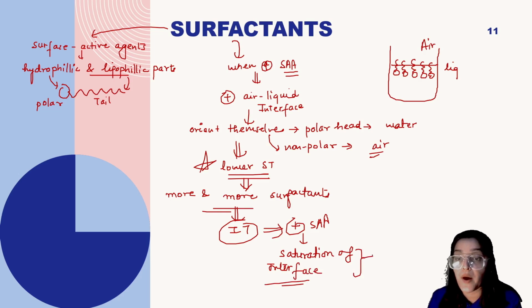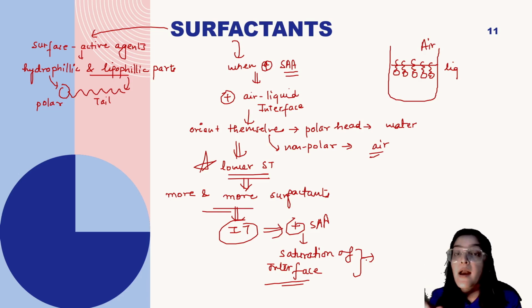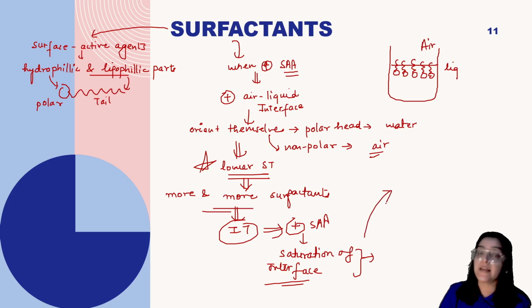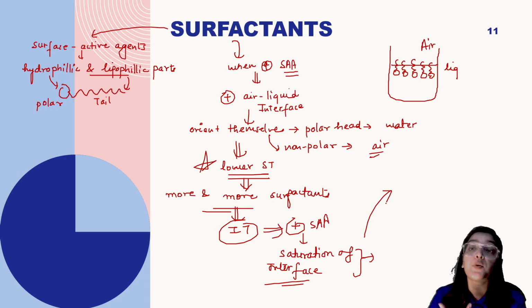Beyond this saturation point, even if you try to add more surfactant, it will move into the bulk and will tend to form micelles at the concentration known as critical micelle concentration. Let me explain it again. Upon adding the surface active agents to the air liquid interface, the surface active agents orient themselves in such a way that the polar head groups move towards the water, and the non-polar tails move away from the liquid because they are the non-polar and lipophilic part.